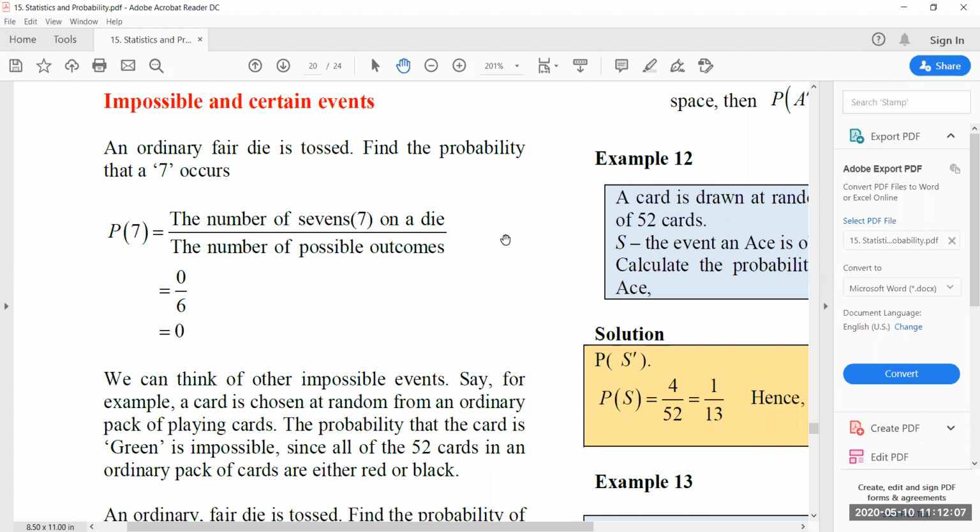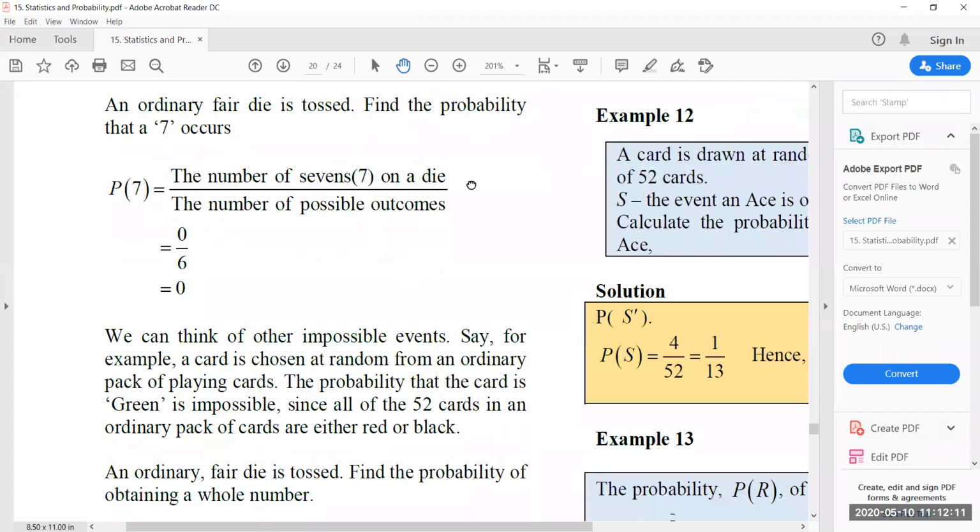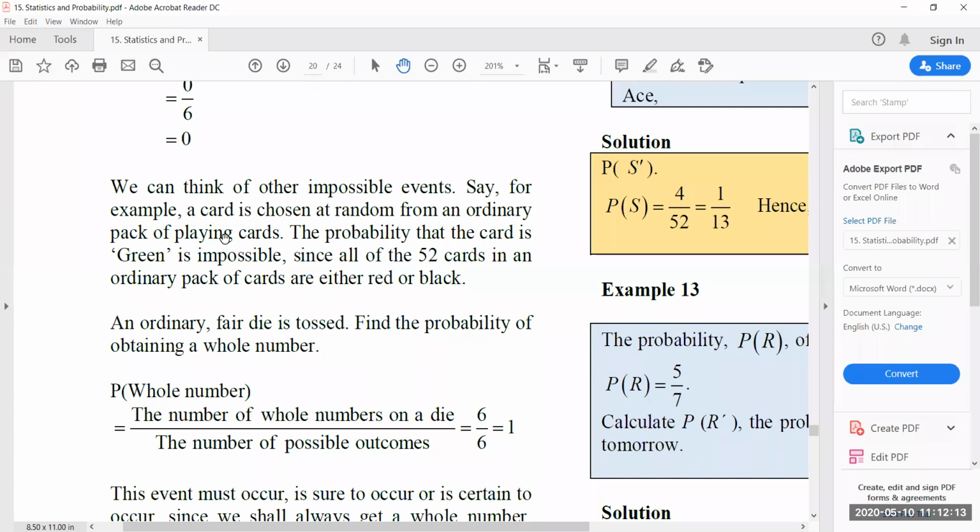Yes, people? Okay. Now we can think of other impossible events. Say, for example, a card is chosen at random from an ordinary pack of playing cards. The probability that the card is green is impossible since all of the 52 cards in an ordinary pack of cards are either red or black.